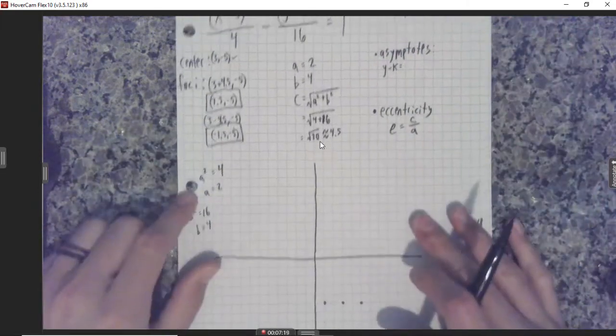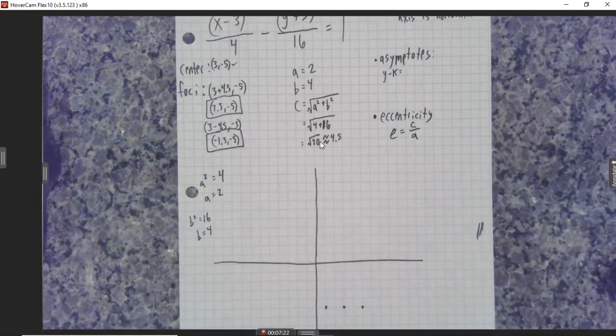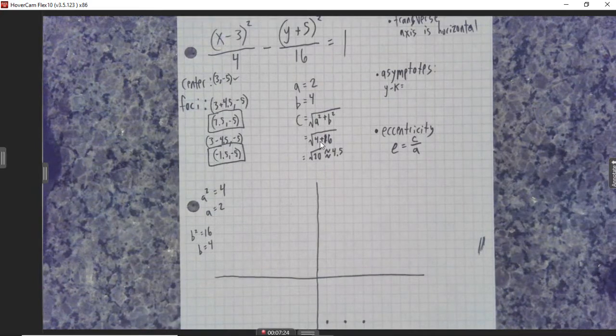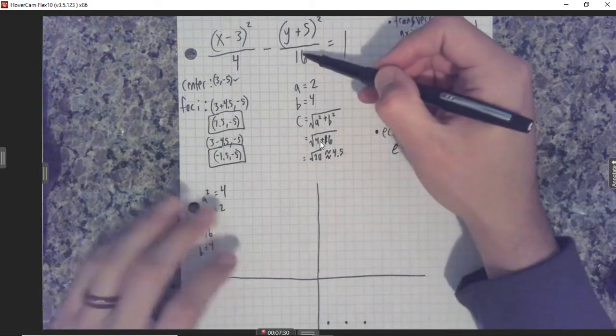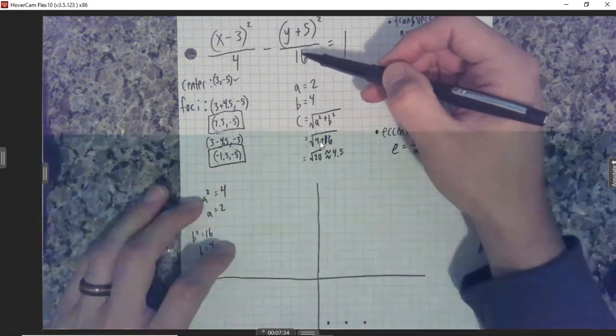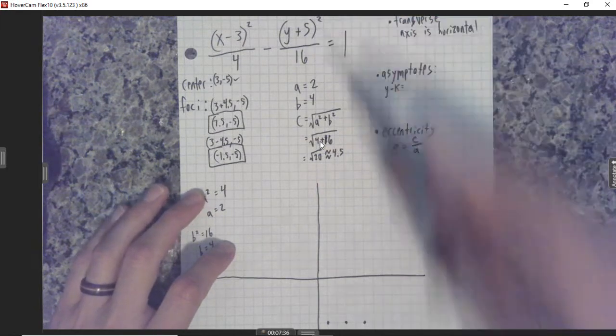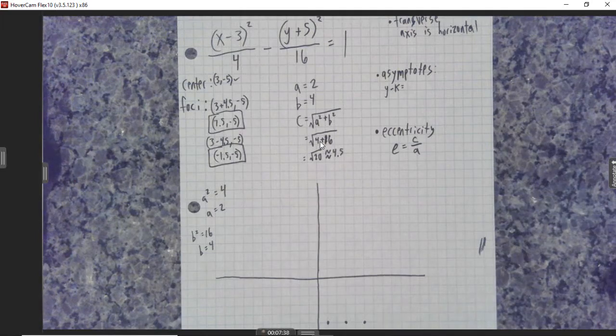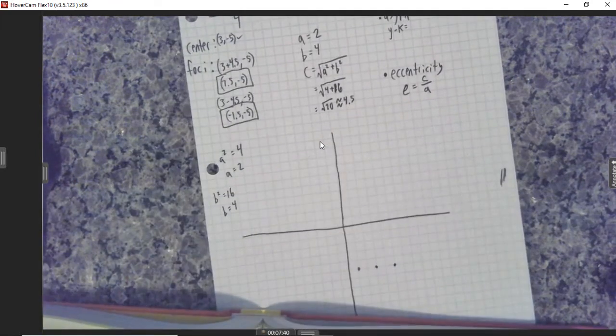For this particular one, remember it actually changes. But for this particular asymptote, you're always going to have whatever's under the y, right? So this is b squared. You're actually always going to put that first. So whatever's under your y first, just to show you what we're referencing.